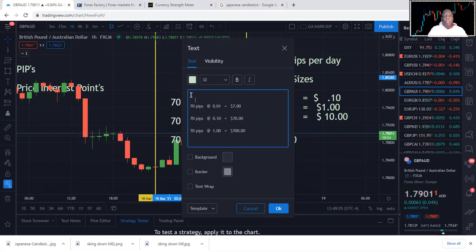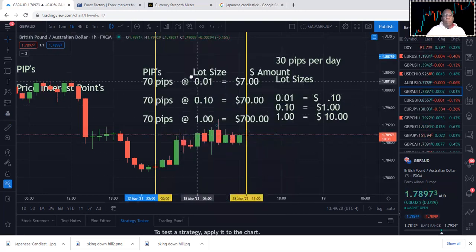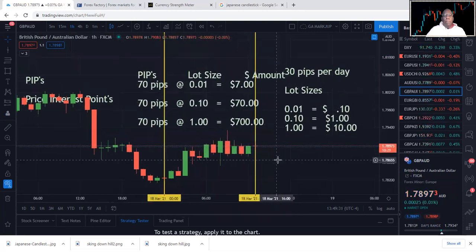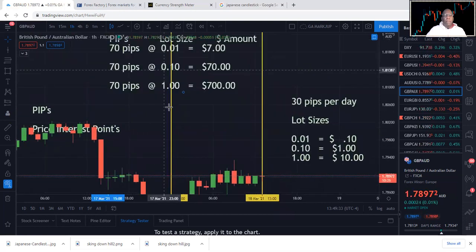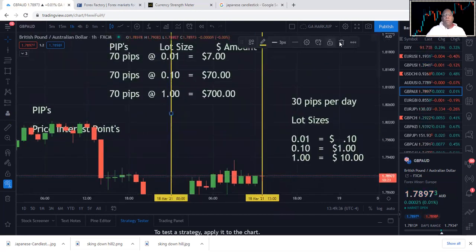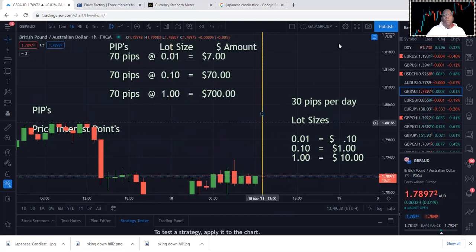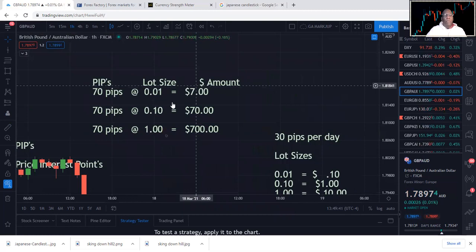Okay, so you're going to learn more about this. You're going to hear more about this as you go into training. Lot size. Okay. Dollar amount. That's what you will make. And pips. Hope this makes sense. Hope this is clear to you. If not, don't worry about it. It will be, because we talk about this over and over again.